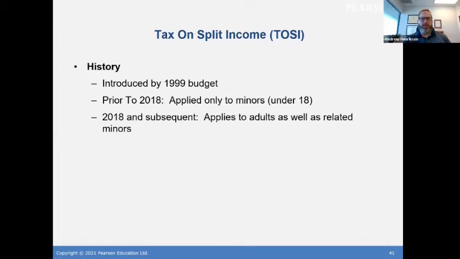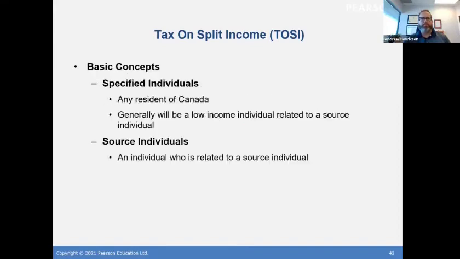So here's a little bit of the history. I kind of already mentioned that. Prior to 2018, this was only for under 18. 2018 is when the changes happened. Now this applies also to adults. The kiddie tax stuff, if you want to call it that, came in back in 1999.